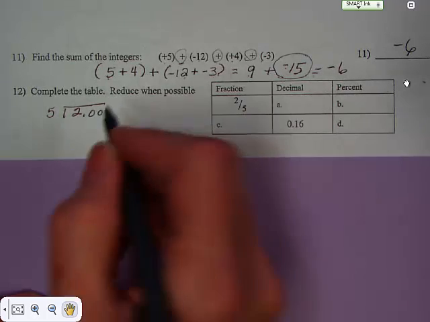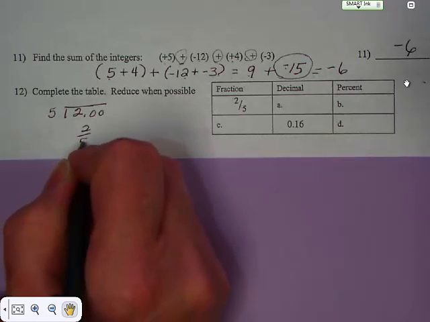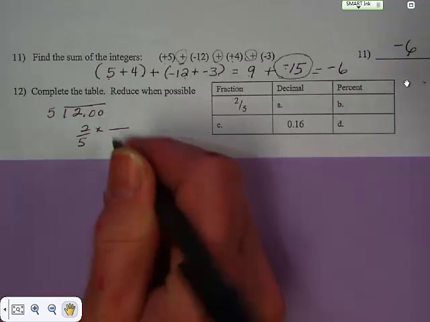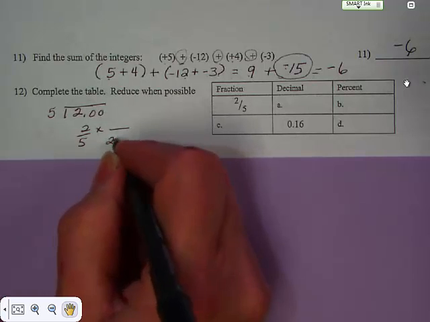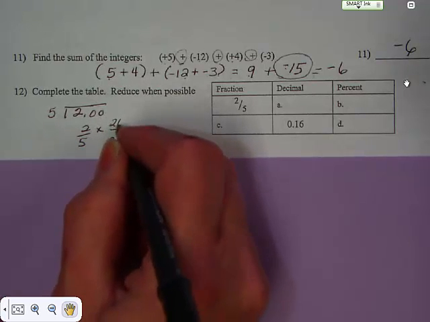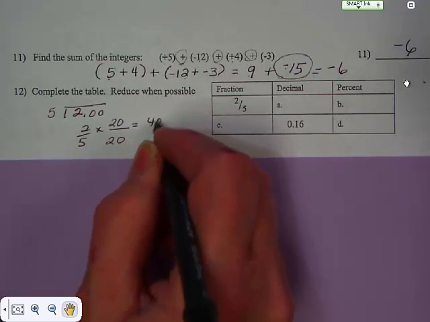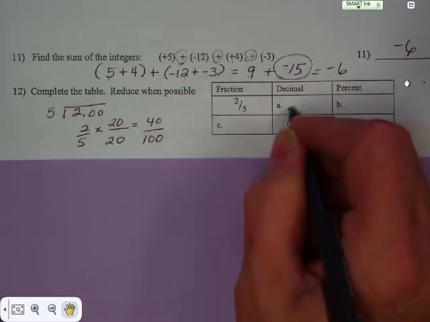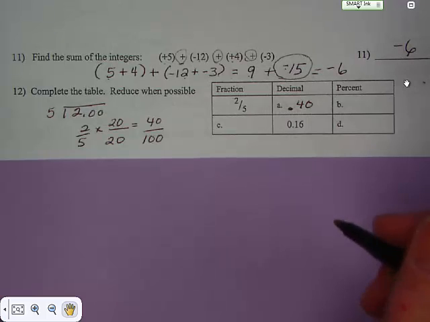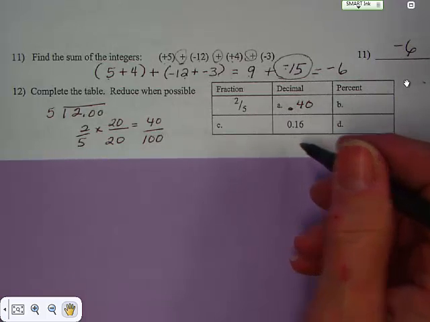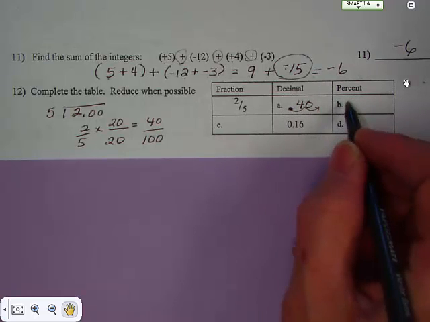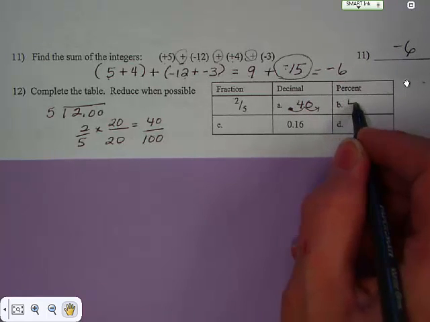Or you can take 2 over 5 and turn it into a denominator of 100, which is times 20, and times 20, and that turns into 40 over 100, and that's 40 hundredths. So either way, you're going to get 0.40. And if you remember correctly, when we take a decimal to a percent, we just move the decimal place 2 places to the right, and we end up with 40%.